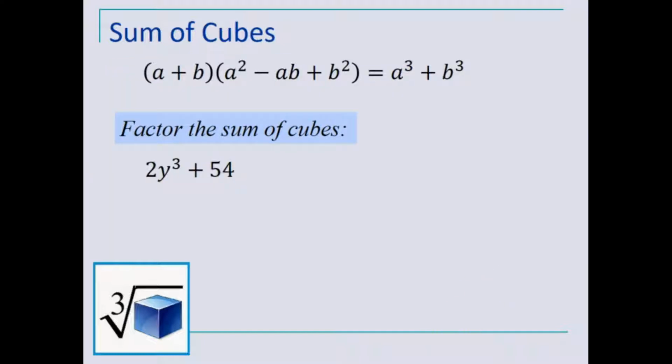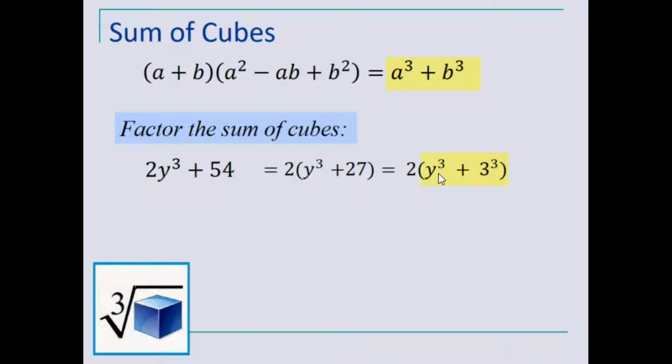Here we have one last example. 2y to the third plus 54 certainly isn't a sum of cubes, but we do need to remember the possibility of having a greatest common factor, and that is the case. Factoring out 2 from each term results in the following binomial, which is a sum of cubes, since y to the third is y to the power of 3, and 27 is 3 to the third power.